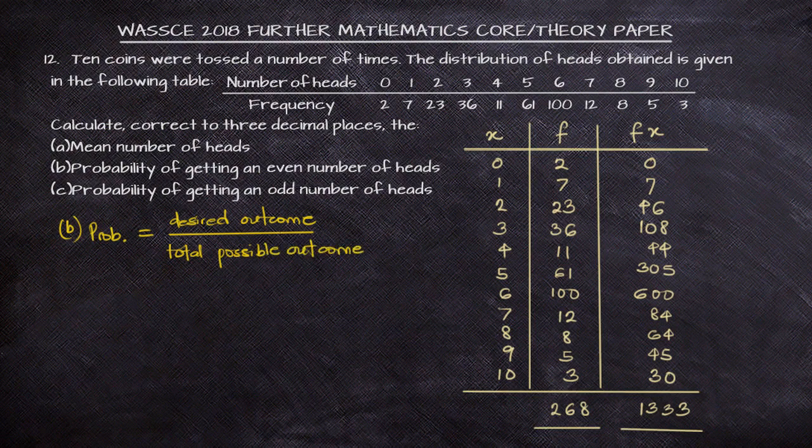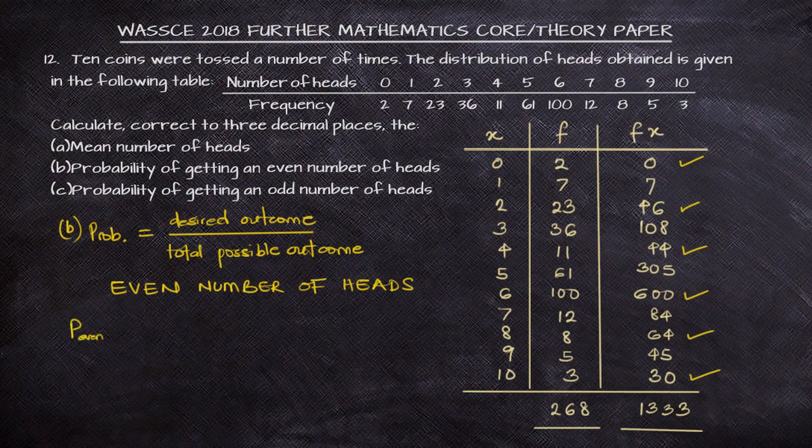And now, our desired outcome from this particular question is the even number of heads. We need to know that so that we can identify them appropriately. And then since we have the frequency, we add all those frequencies and divide by the total frequencies. So to identify our even heads, we have 0, 2, 4, 6, 8, and 10. These are numbers that can be divided by 2 without any remainder, and 0 is included.